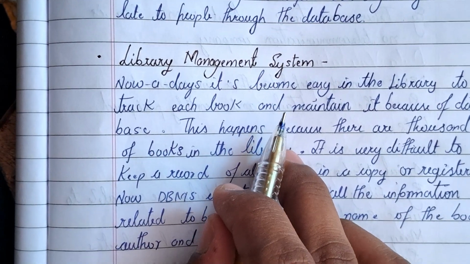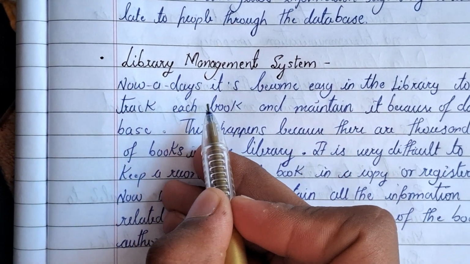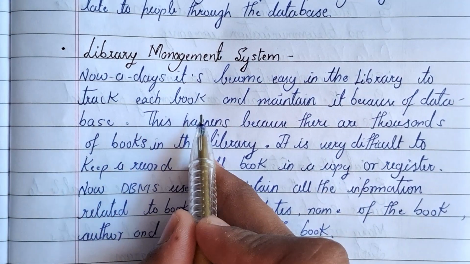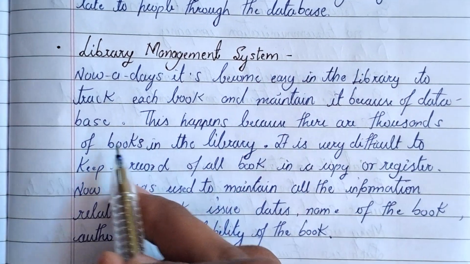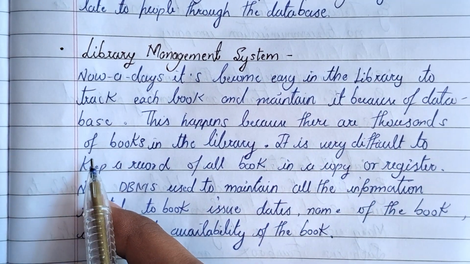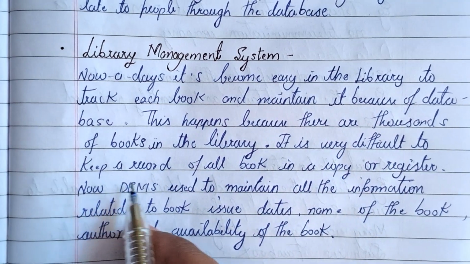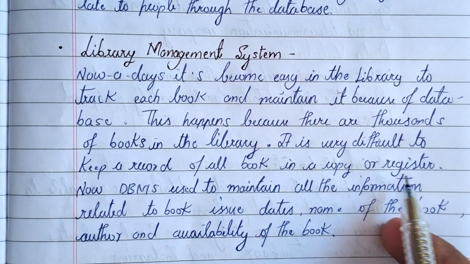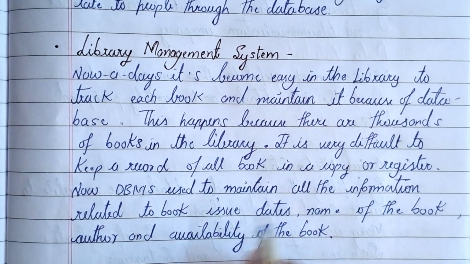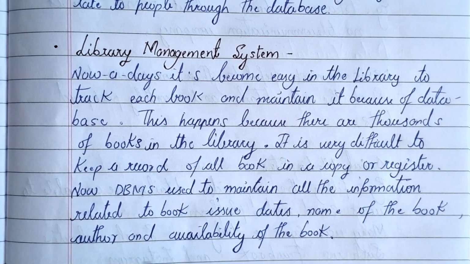Another application is the library management system. Nowadays, it has become easy for the library to track each book and maintain it because of the database. This happens because there are thousands of books in the library. It is very difficult to keep a record of all books in a copy or register. Now DBMS is used to maintain all the information related to book issue, dates, name of the book author, and availability of the book.